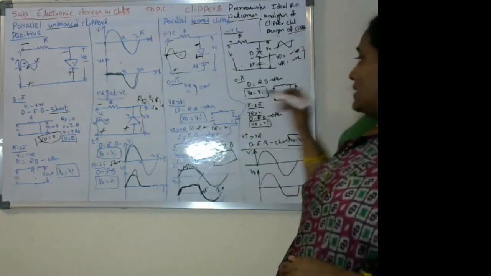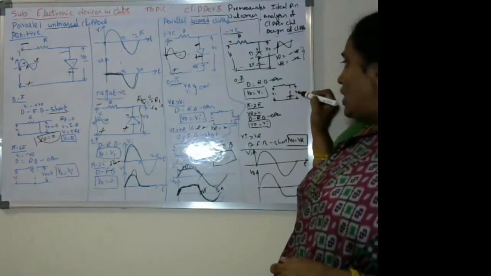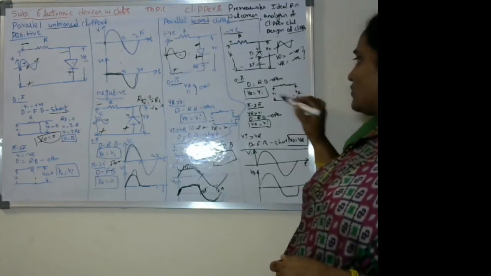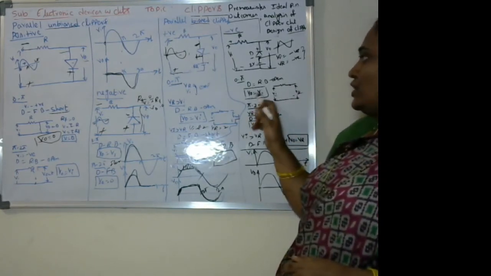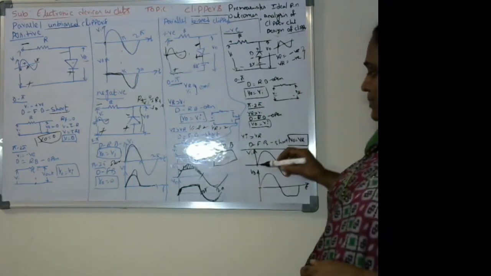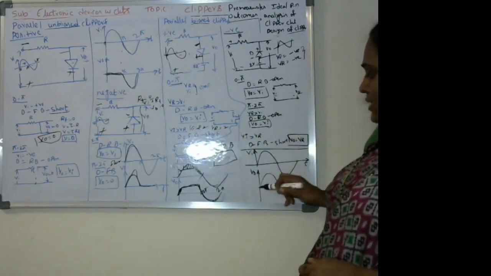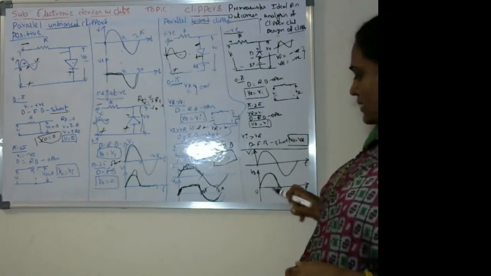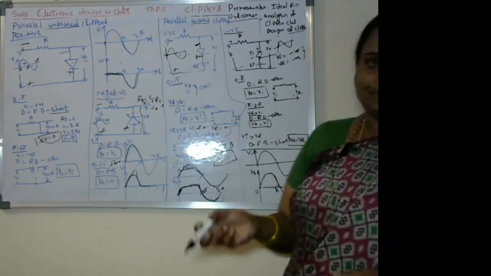What happens here? It has been opened. So how much does the output voltage go for? How much is the input there? So V0 will be equal to Vi. So V0 equals Vi with respect to the input. So V0 equals Vi from 0 to pi.